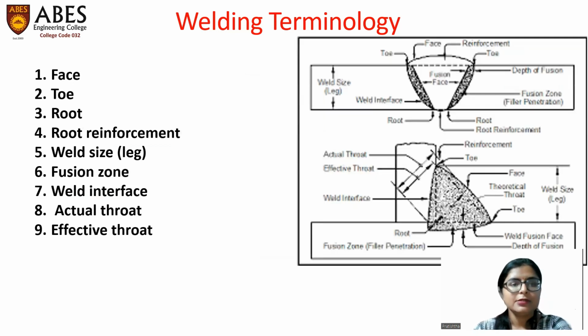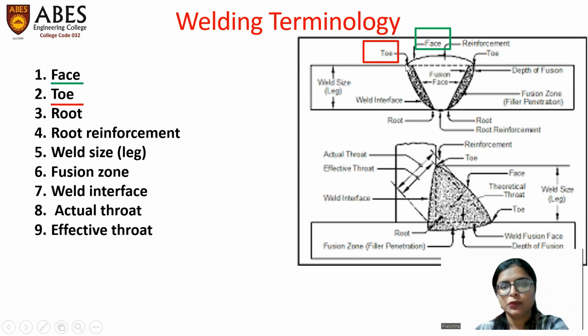Here are some next terms associated in welding. Face. Face is the top surface of the weld metal. Next is toe. Toe is the interface, or toe lies at the junction point of the base metal and weld metal. Next is root. Root at the bottom side. At the bottom side, the point where weld metal meets the base metal is termed as root.